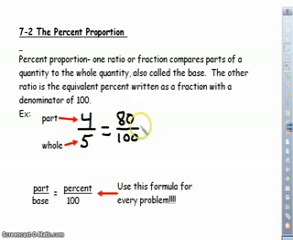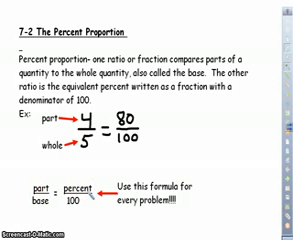Okay, 80 over 100. Any time you have a number over 100, that is your percent, as we have stated many times through the course of this year. What you are going to use is this formula: part over base equals percent over 100. You're going to use this formula for every problem today. Finding the part, find the base.